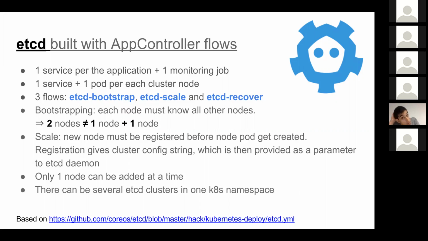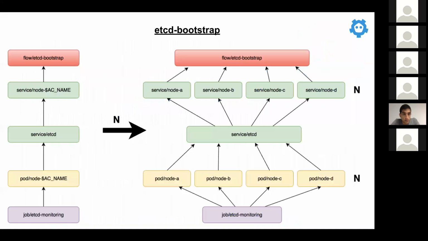One deploys the initial cluster, one scales the cluster up and down, and one recovers an unhealthy node. Let me very briefly walk you through them. The first one is etcd Bootstrap, which deploys the initial cluster.